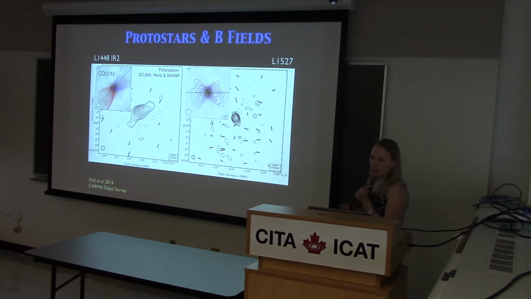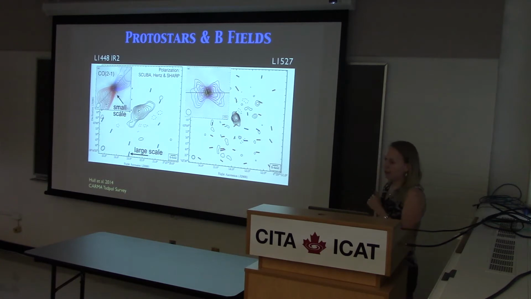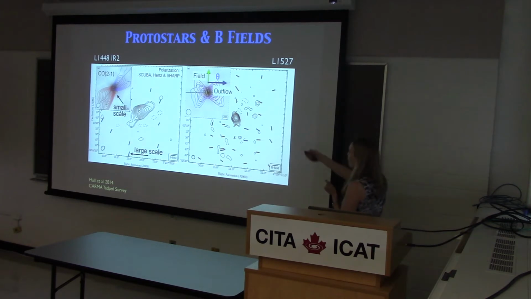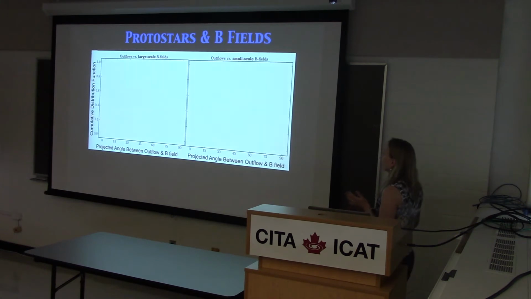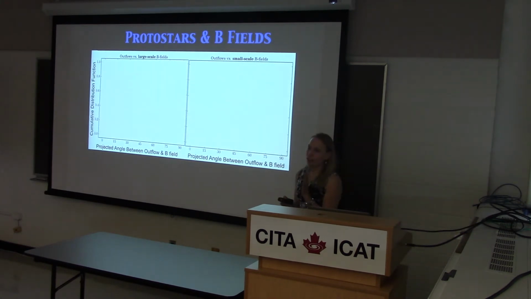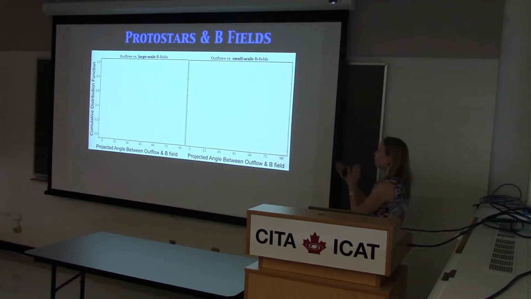All right. So you can see, here's the small scale, here's the large scale. On the left-hand side, things may be well behaved. But on the right-hand side, the apparent field direction is completely perpendicular to the outflow direction. All right, so that is a little bit confusing. Now, the nice thing about the survey is he finally had enough statistics to look at the distribution, right? So you can make a distribution function of the orientation difference between the outflow and the apparent field direction.